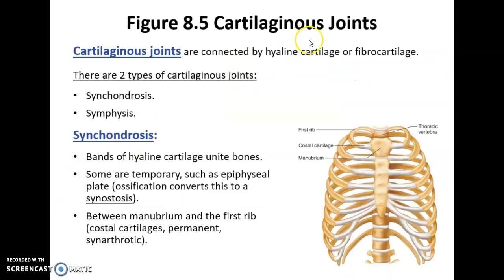After that, we have the joints made of cartilage, and these could be two kinds: synchondrosis and symphysis. Synchondroses are made of hyaline cartilage, and we have, for example, the union between the ribs and the sternum. These articulations are made of hyaline cartilage. Then they are called synchondrosis, and they are slightly movable.